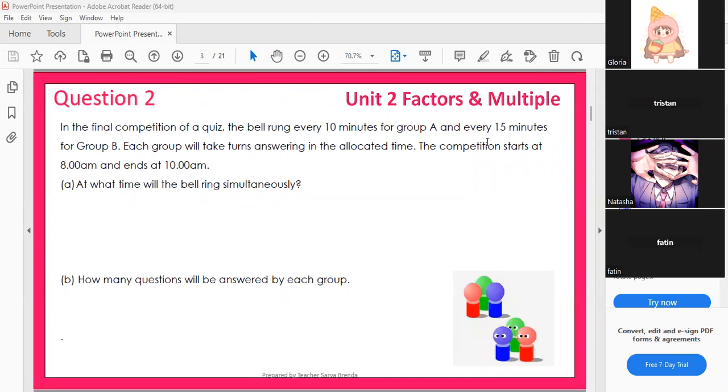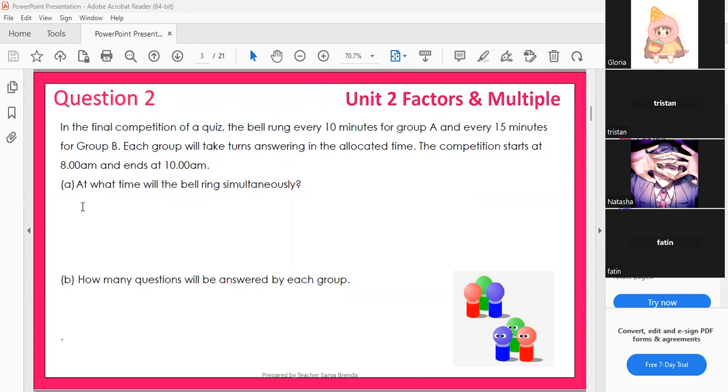So let's look at this question, okay? In the final competition of a quiz, this all doesn't matter, okay? It's a quiz, the bell rung every 10 minutes for group A and every 15 minutes for group B. You know what's the bell, isn't it? Like your school bell. So there are two groups here.